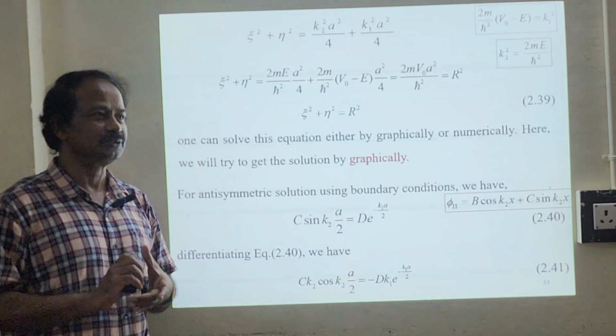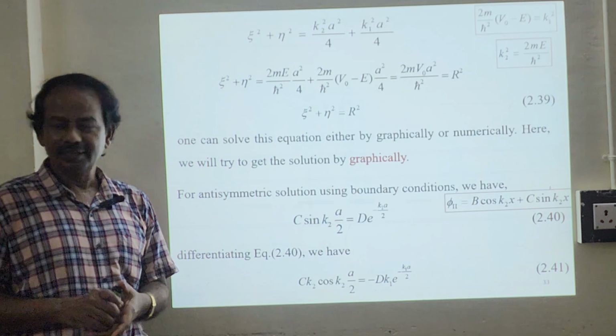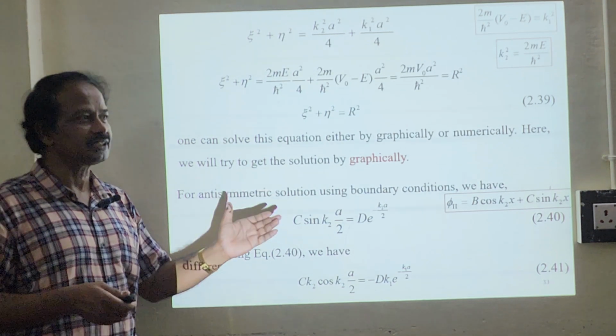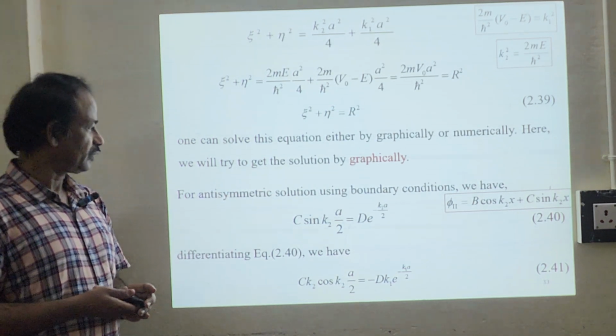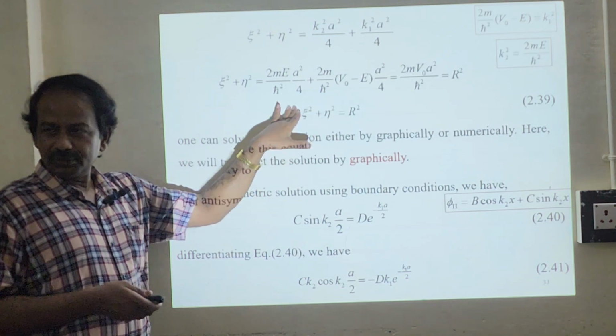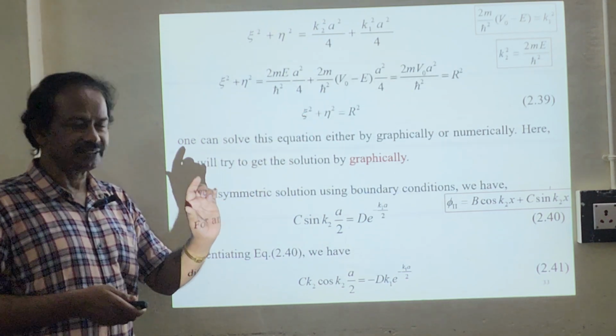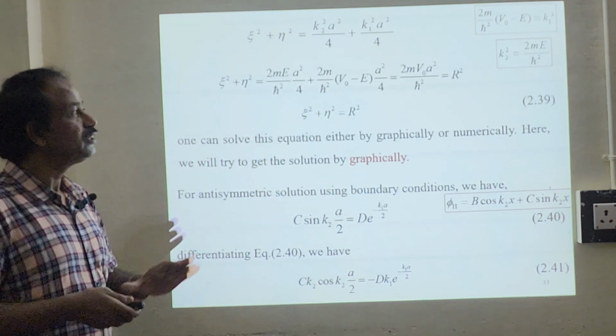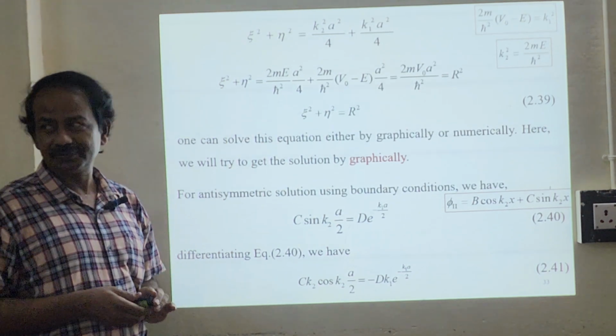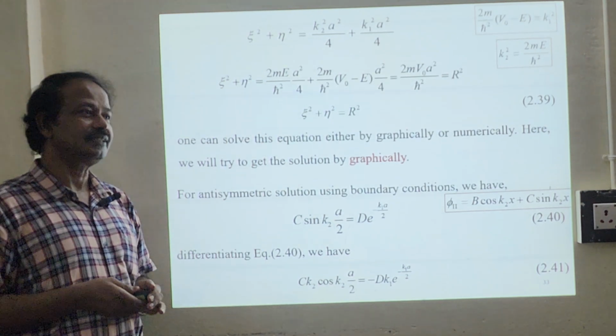Numerically we can do, it doesn't matter. If we have a computer we can do it. Graphically we can easily solve. We are going to solve it graphically now. So this is the final answer, xi squared plus eta squared equal to r squared. This is for the symmetric solution. Now we will go for the antisymmetric.